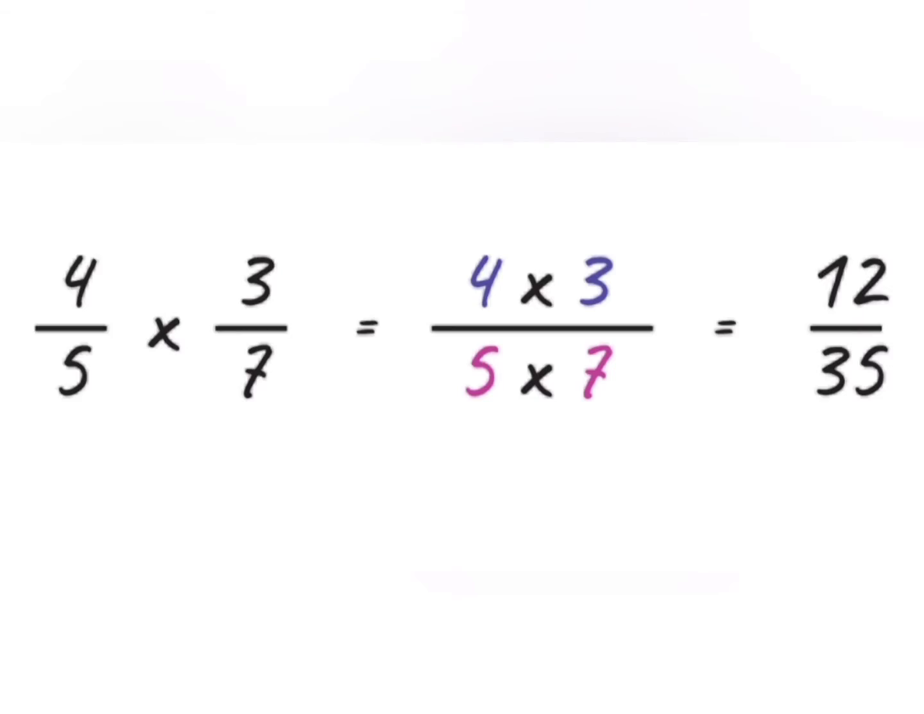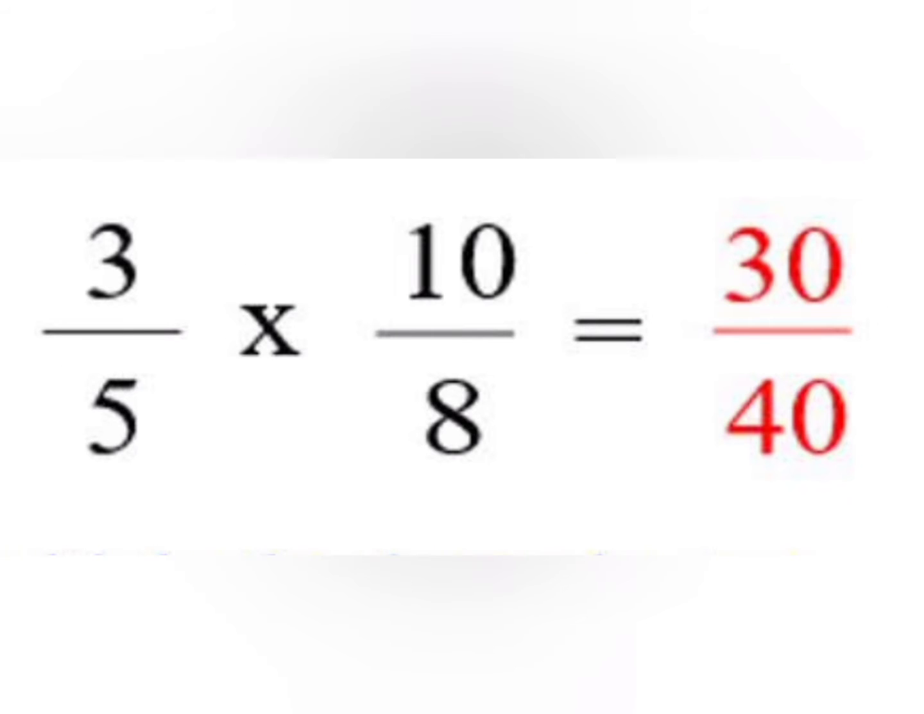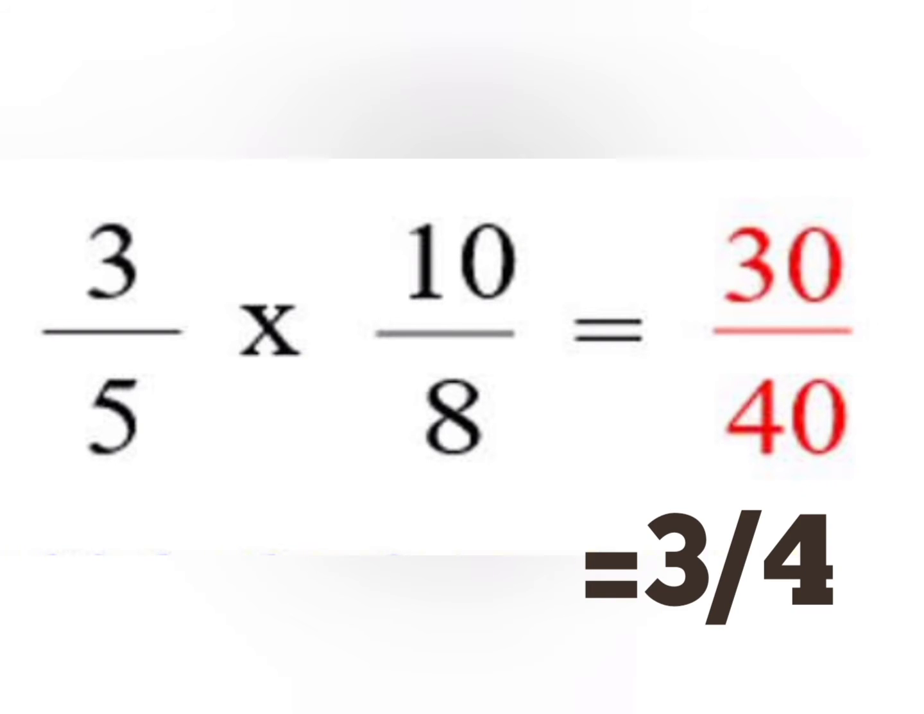Now just look at these examples. If there is no common factor to cancel, we just multiply the fractions and write the answer. 4 by 5 into 3 by 7. Here 4 into 3 is equal to 12 and 5 into 7 equal to 35. Next question, 3 by 5 into 10 by 8. 3 into 10 is 30, 5 into 8 is 40. So the fraction is 30 by 40. On cancelling the fraction by 10, 30 by 40 becomes 3 by 4.